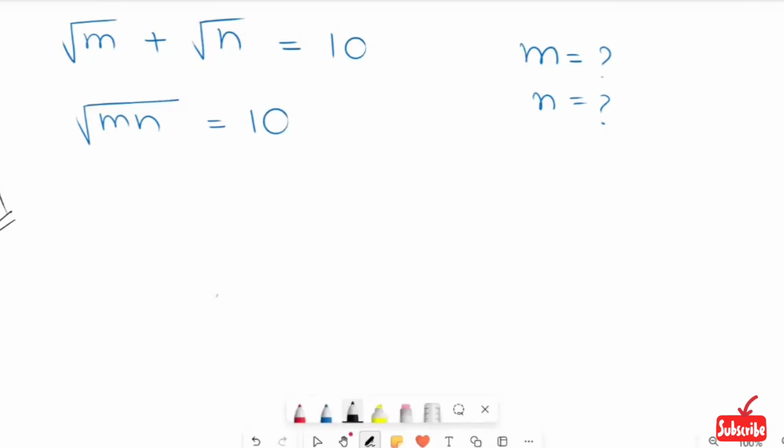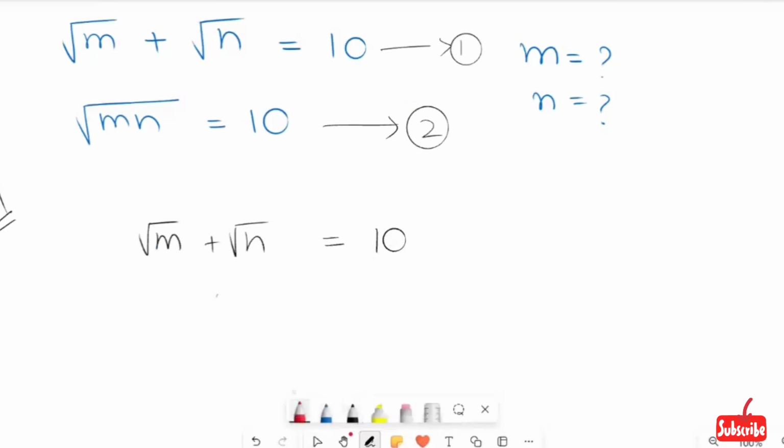In the first step, I am going to name this equation, that is equation 1, and this is equation 2. So now I am going to take equation 1 first: root m plus root n is equal to 10. Here I am going to square both sides in this step.